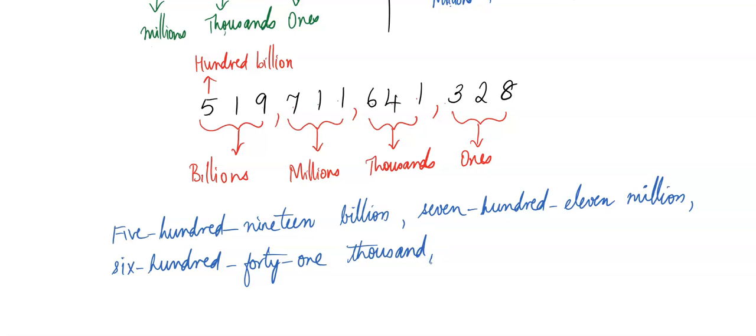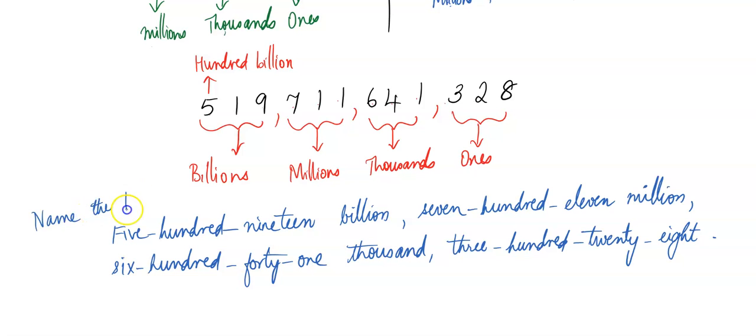We don't say and. In some places they say the word and, but at least in the US the word and is reserved for decimal places. So they don't use the word and. It just seems a little abrupt, but you just go ahead and say 328. Notice how there's no and anywhere. Okay. So that is how you will name it. Name the number. That is how you do it.